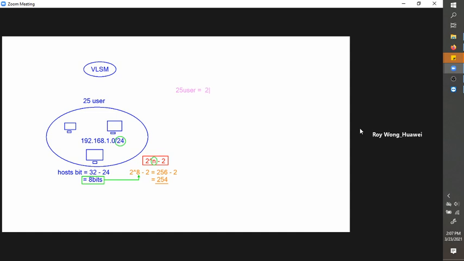Okay, so 2 power of n. Kita tak tahu kan? Minus 2. So 25 user kan? Itu nombor sini. Jawapan yang you dapat mesti lebih daripada itu. Okay, after you minus 2, so then, what is the n bit sini? Do you know what's the n bit?